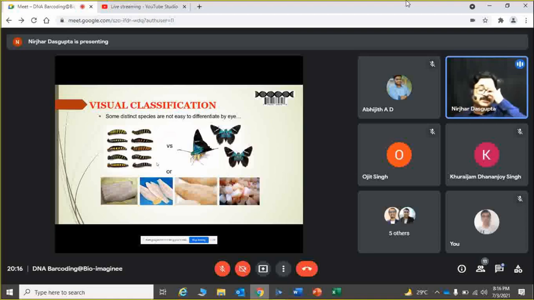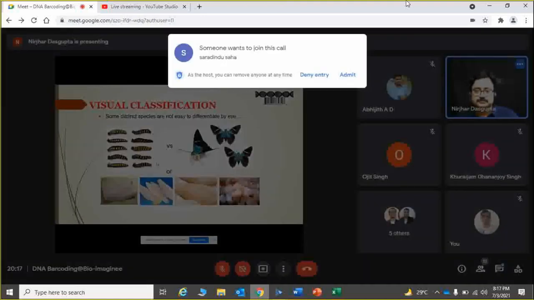But we didn't find any significant difference at the molecular level. Although they are morphologically different, we couldn't find any significant genetic difference or distance between those two. This is a classical example of what I am trying to mention here: morphology tends to get affected by environment, whereas if you go for molecular characterization, they generally do not, at least not that much, get affected by environmental changes.